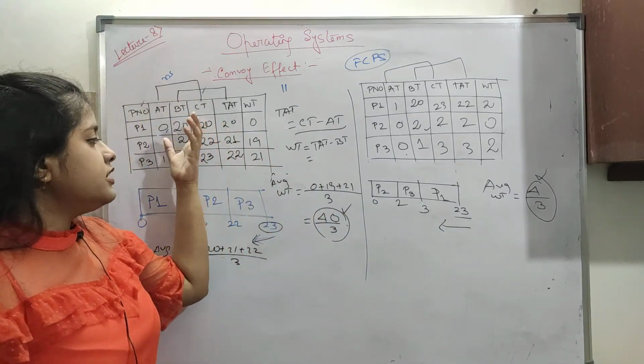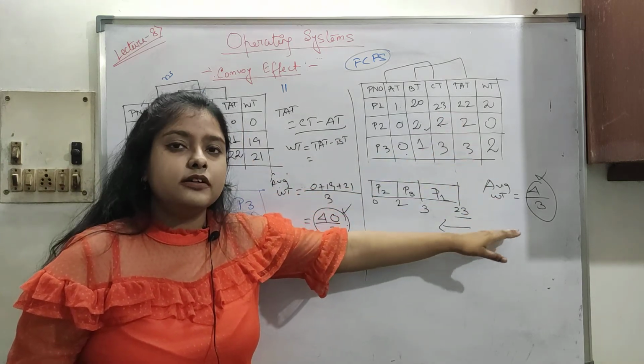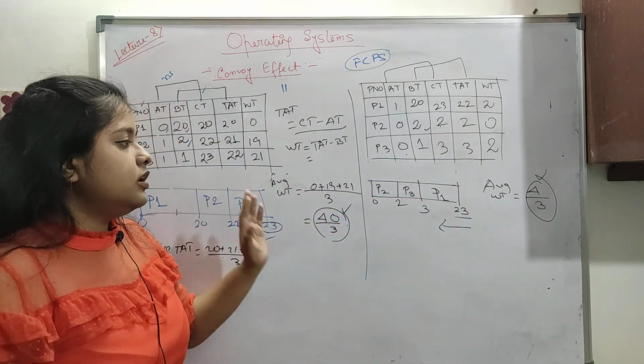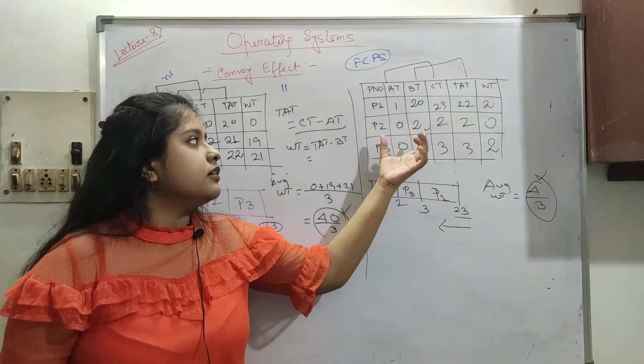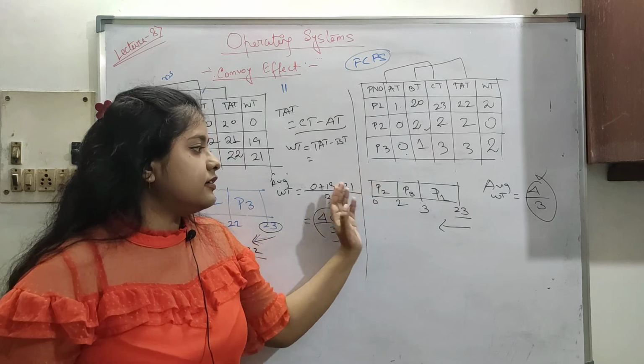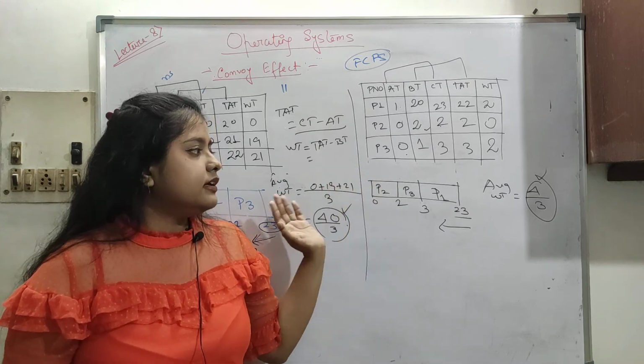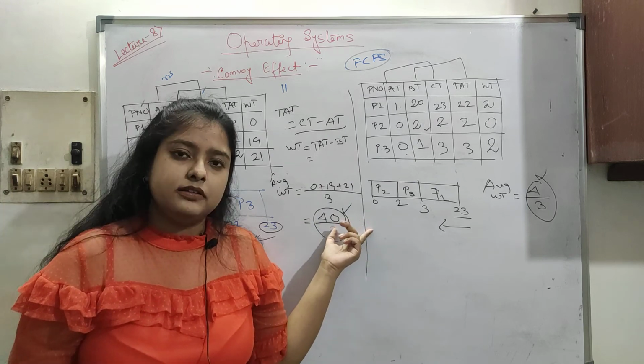So if we change the arrival time, you can see that the average waiting time drastically decreased. This is happening in FCFS. It might not happen later. We will see later, like shortest remaining time and everything. But here, this convoy effect is present in FCFS.